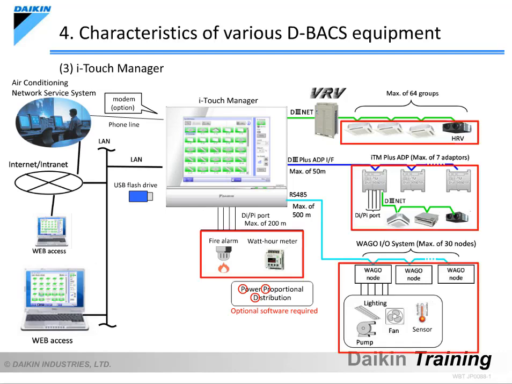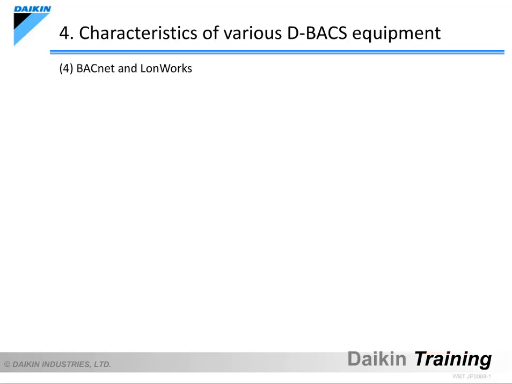The iTouch Manager can manage up to 650 management points, including the indoor units and other devices linked to the WAGO input-output system. Now, let's learn about BACnet and LonWorks.